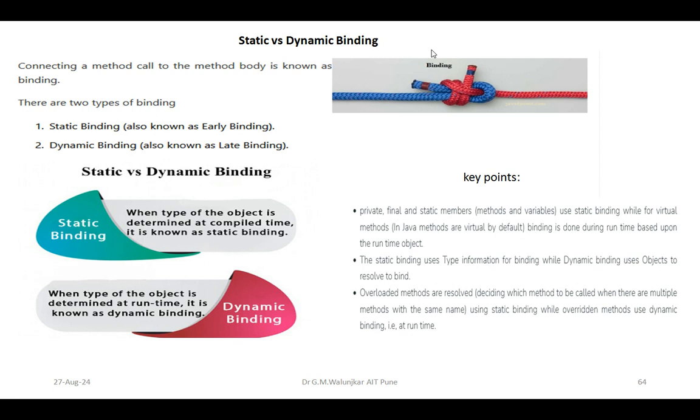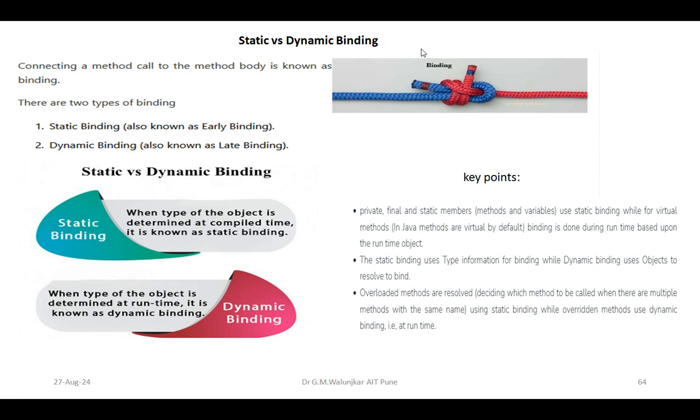So the point is that whenever we are dealing with method overloading, that comes under static binding, and whenever we are dealing with the concept of method overriding, that comes under dynamic binding. You can also call these the concept of early binding and the concept of late binding.